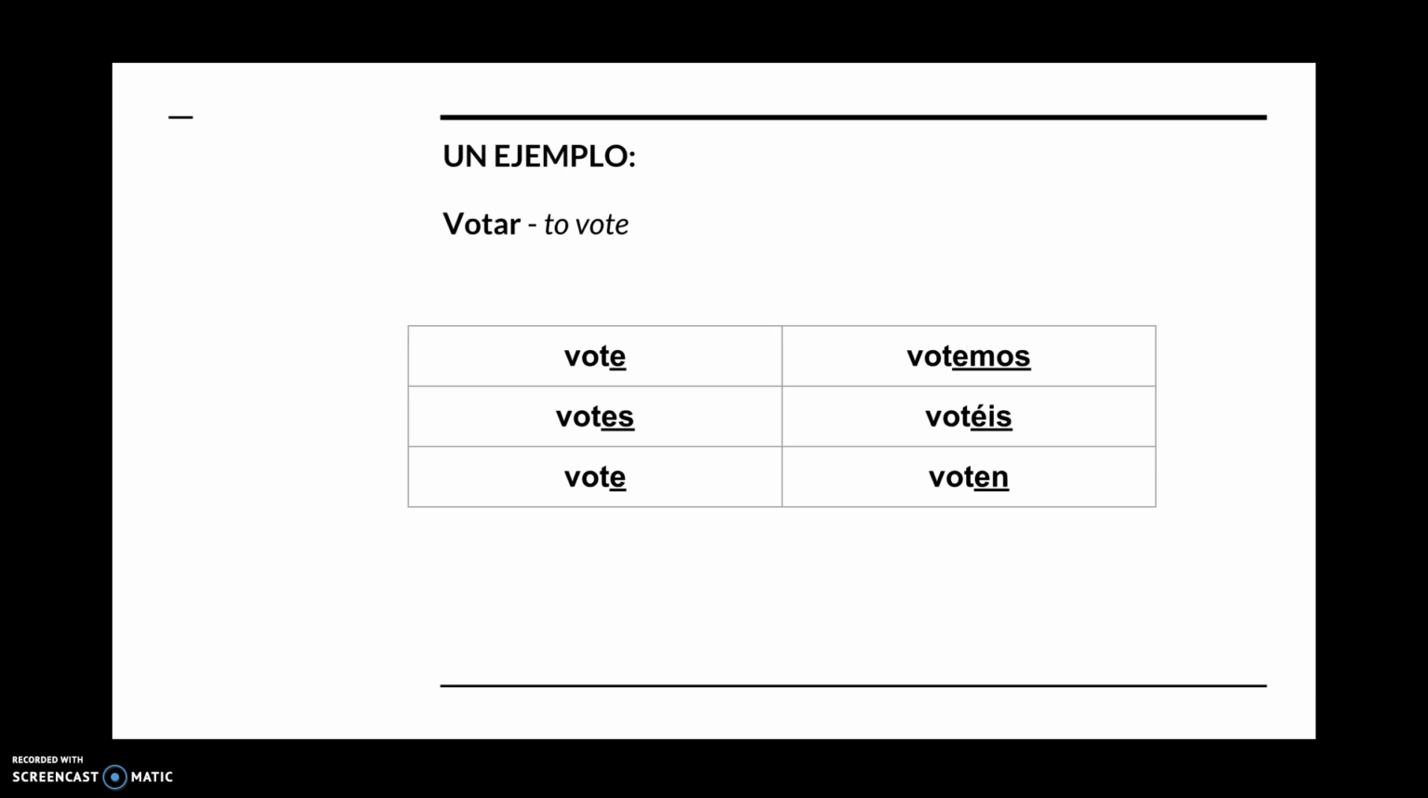We're starting off with the verb votar, to vote. This is a regular AR verb in the present indicative or regular present tense. So we start off simply with voto, V-O-T-O, drop the O, and then we add the endings, and we end up with vote, votes, vote, votemos, votéis, voten.